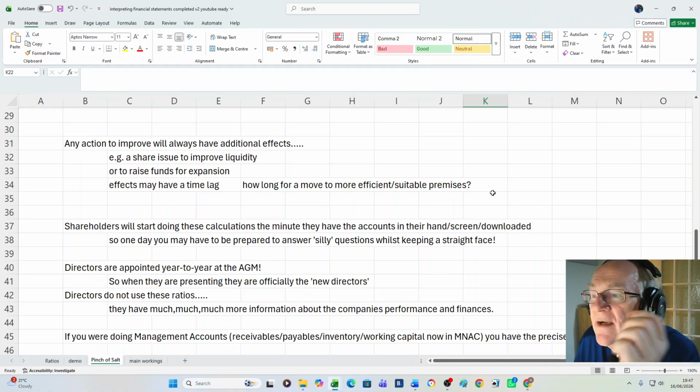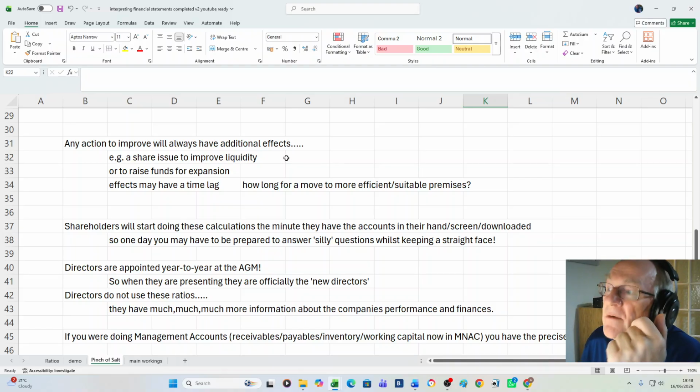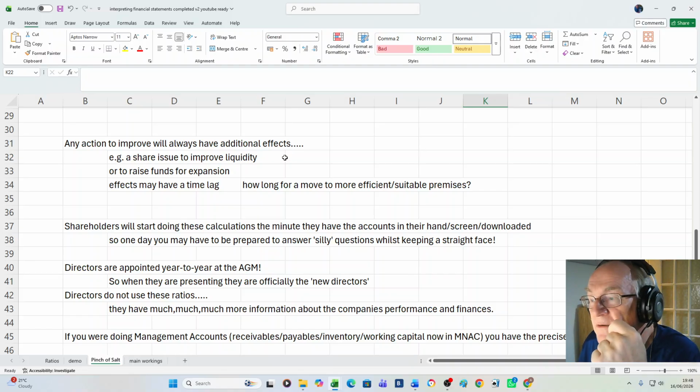So any action to improve. So this is kind of the flavour of the newer sort of exams, and the fact that you've got to think you can do one thing, it may solve a problem, but there's an additional effect. So if you have the share issue purely to improve liquidity, yes, there's money in the bank, it will improve liquidity, it could stop the business from closing. But then everything else, ROCE, return on equity, is going down.